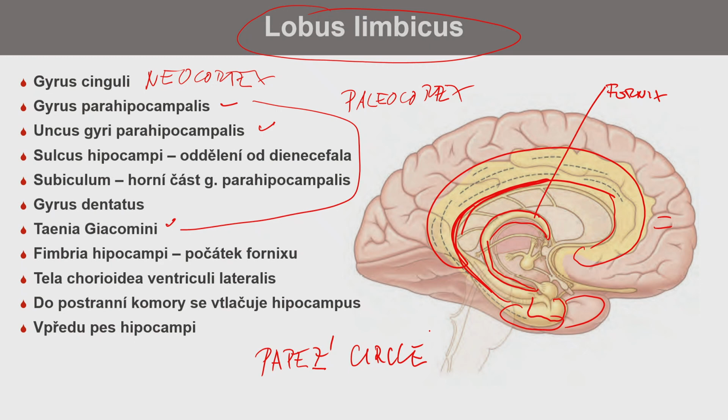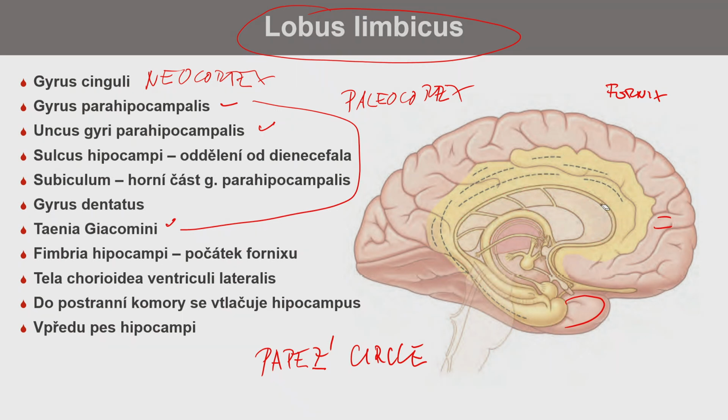This Papez circle enables us to rotate and to interchange the information between all those structures. So between neocortex, between paleocortex, and between the diencephalon. The circle is important for the most important function of the limbic system.